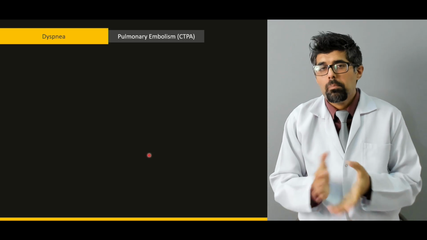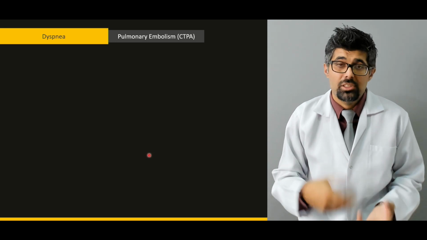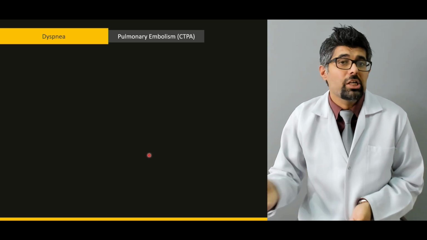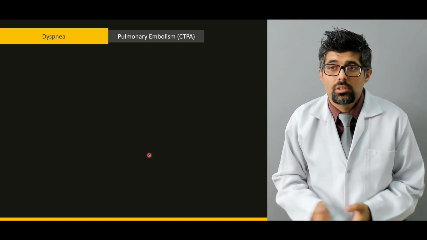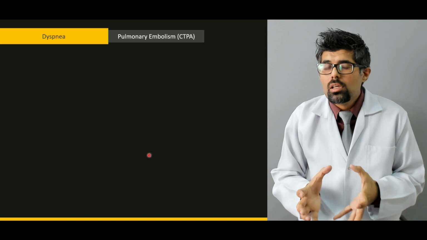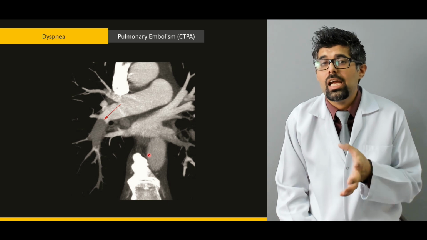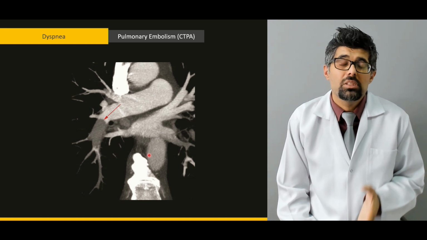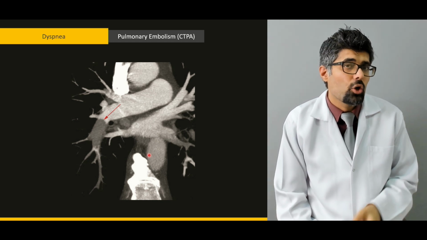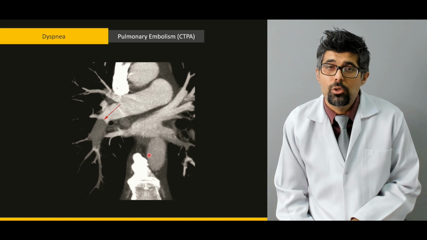Now, if a patient along with dyspnea also has tachypnea, that is increased respiratory rate, and also has other indicators such as increased heart rate, one can also be suspicious that the patient might suffer from a pulmonary embolism. And a pulmonary embolism is a very, very fatal condition. And it is usually diagnosed on a CTPA or a computed tomography pulmonary arteriogram.